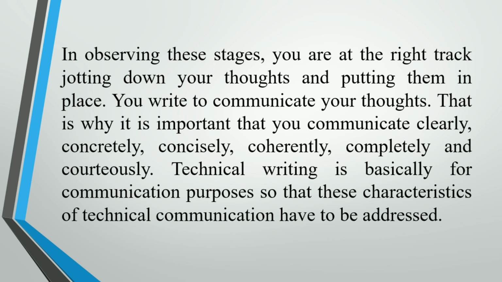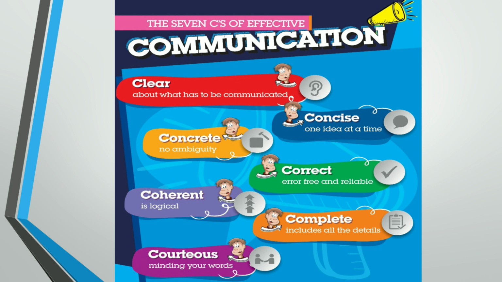Technical writing is basically for communication purposes, so that these characteristics of technical communication have to be addressed. The 7 C's of effective communication. First is clear, about what has to be communicated. Next is concise, one idea at a time. Third is concrete, no ambiguity. Fourth, correct, error-free, and reliable. Next is coherent, is logical. Complete includes all the details. And lastly, courteous, minding your words.